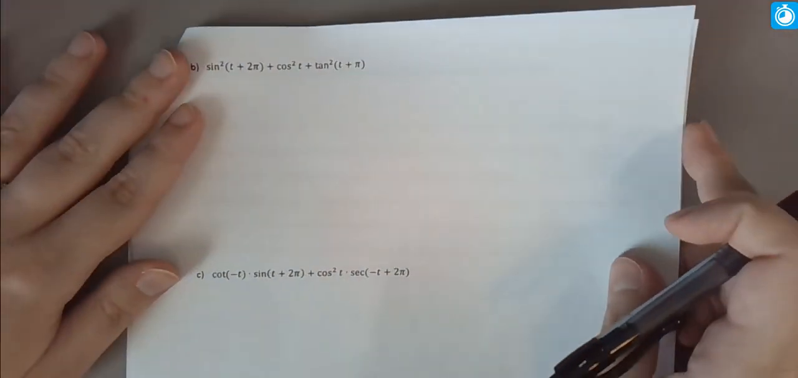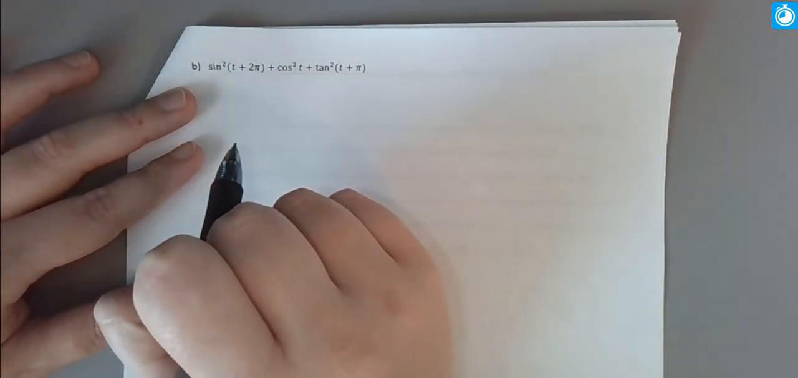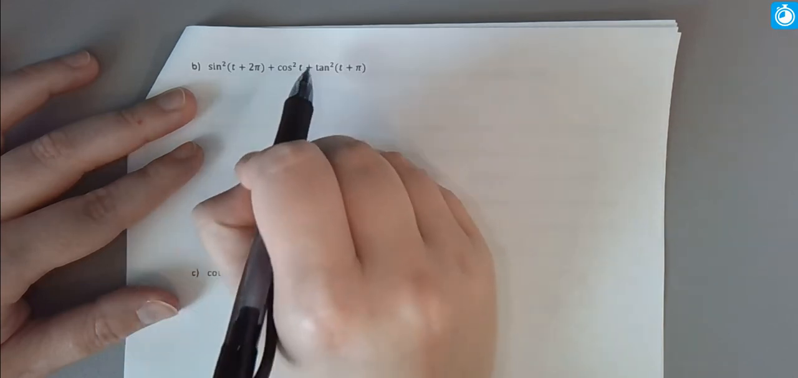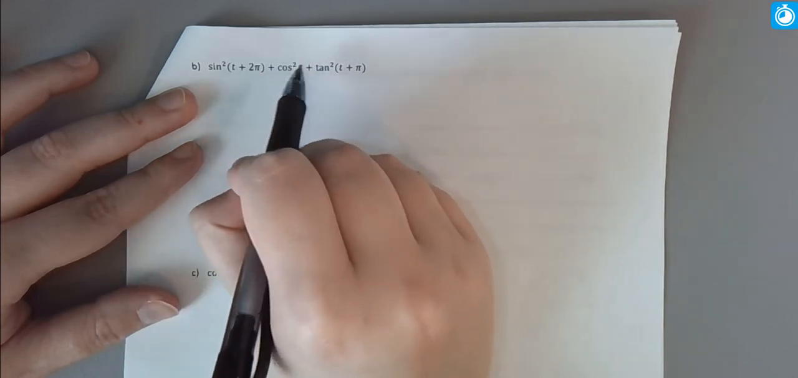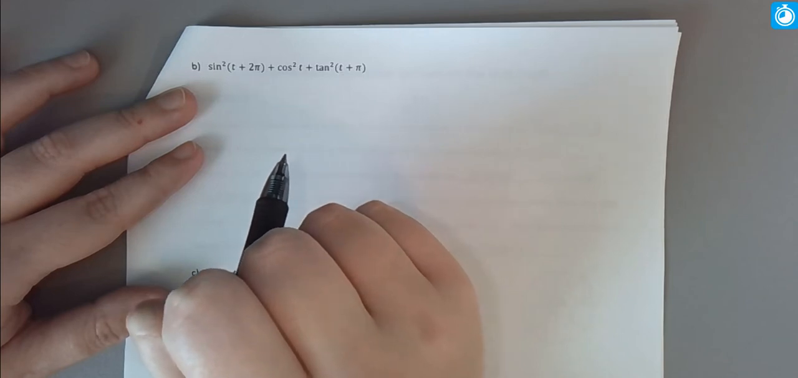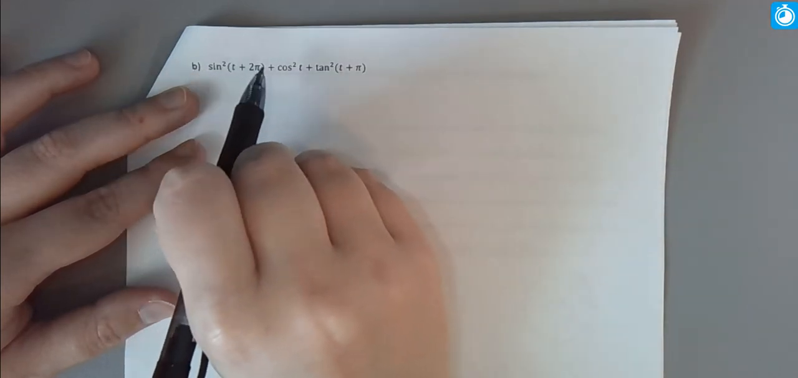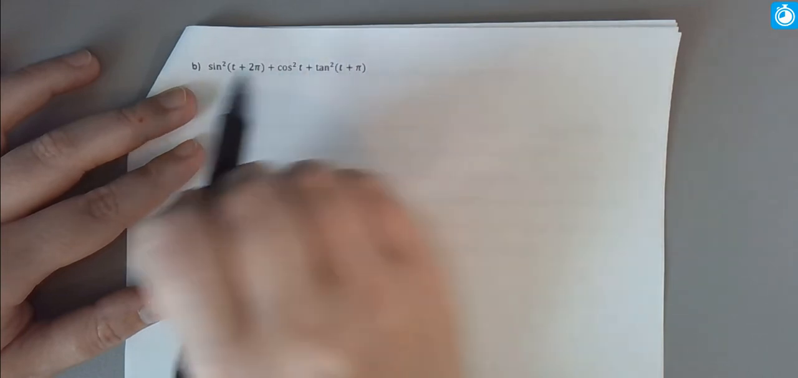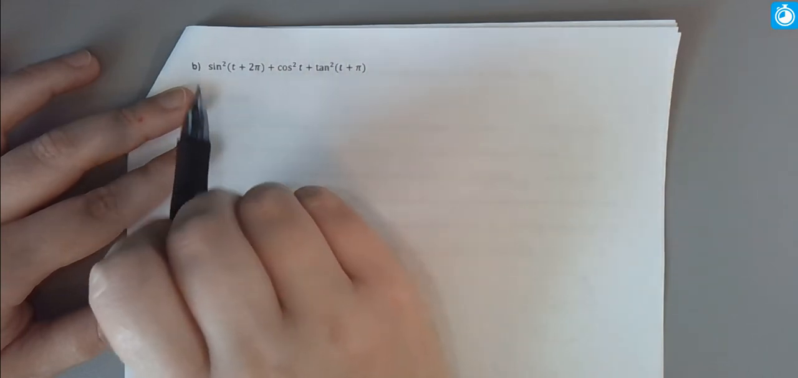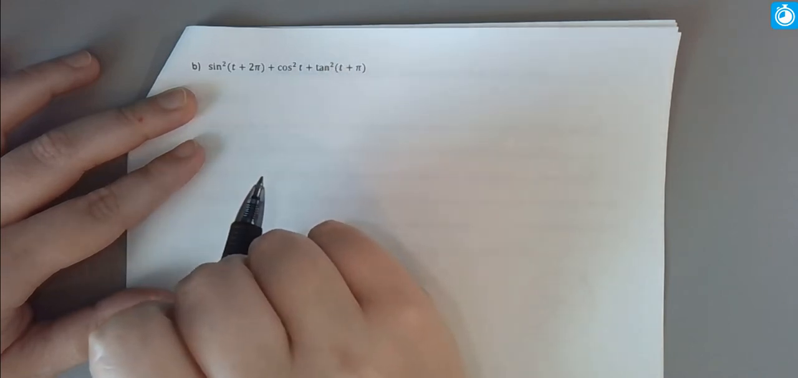Okay, let's look at a couple more. Let's look at one a little bit more complicated. Okay, so sine squared of t plus 2 pi plus cosine squared of t plus tangent squared of t plus pi. Okay, so again, I see these and I'm thinking periodic rules. Now, if the rule is true for sine, it's true for sine squared. If it's true for tangent, it's true for tangent squared.